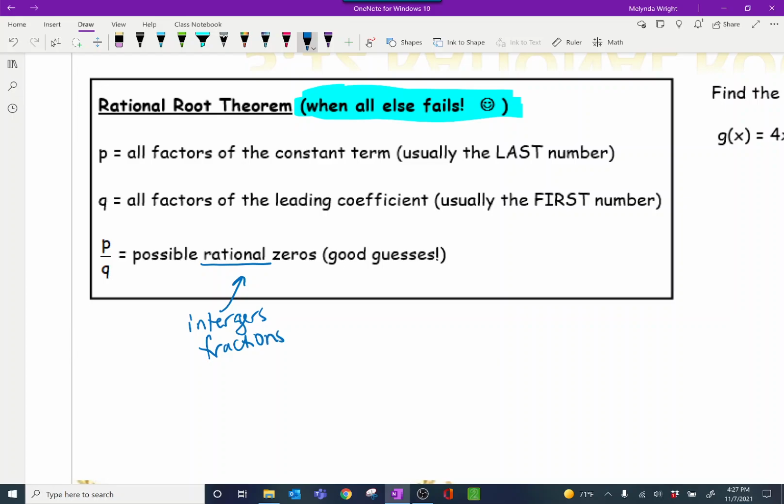So let's remind ourselves also of vocabulary. Zeros is the same as roots, which we've talked about as solutions, and we've also talked about x-intercepts. Okay, so yes, this one thing has like 4 different names. So this particular test will only find integer roots or fractions. That's it.